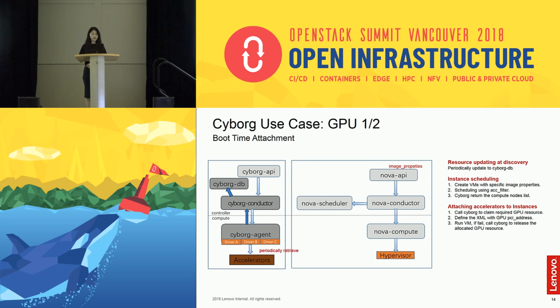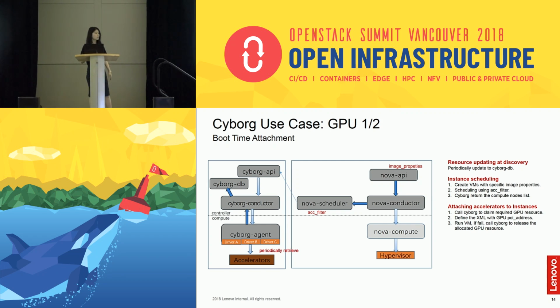The second phase is triggered by Nova when doing instance scheduling. In this workflow, users create VMs with specific image properties via the Nova API. In our implementation, it's named the hardware accelerator. Then the Nova conductor calls the scheduler with a specific filter. And this filter will call the Cyborg API and gather a list of compute nodes which have the GPU resources.